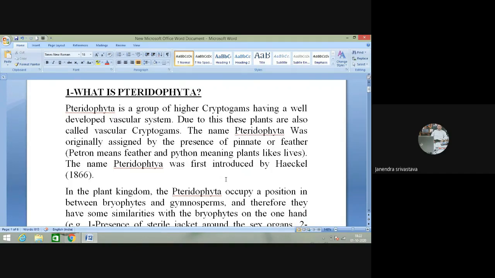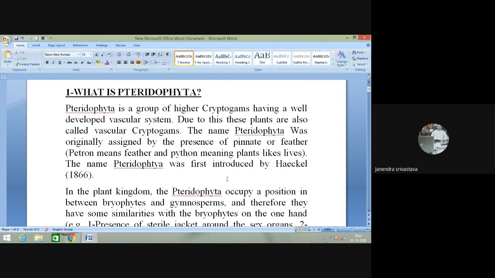The name Pteridophyta was originally assigned because of the presence of pinnate, feather-like leaves. Pteron means feather and phyton means plant. The name Pteridophyta was introduced by Haeckel in 1866.